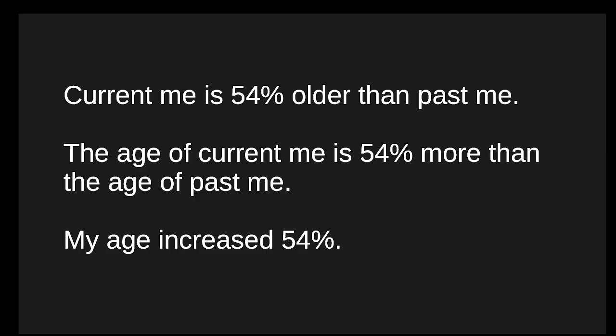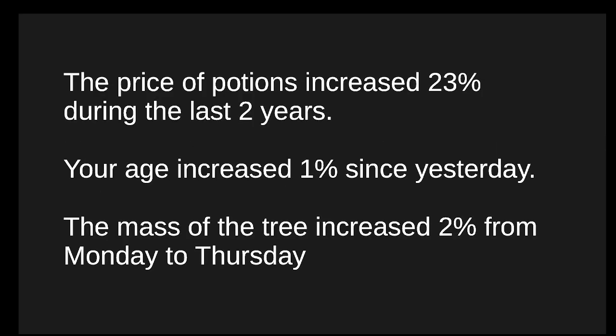My age increased 54%. That last sentence uses the word increased, a special word for comparing something to its past self. You might notice something is vague again. The past is a long time, and we could be much more specific. Some examples. The price of potions increased 23% during the last 2 years. Your age increased 1% since yesterday. The mass of the tree increased 2% from Monday to Thursday.